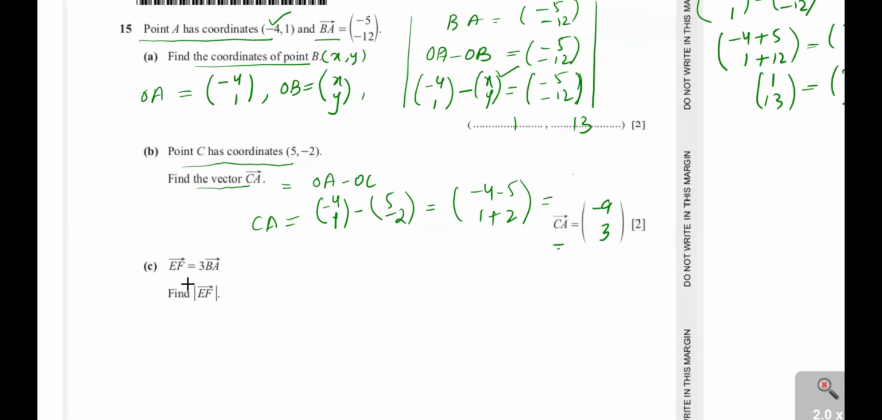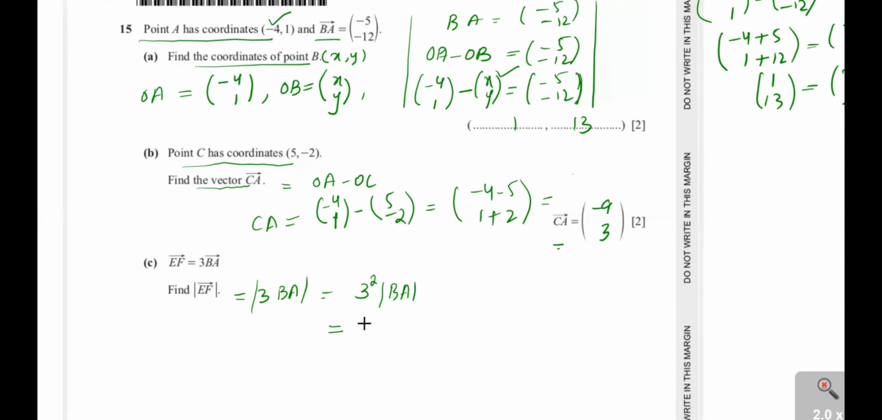Next, part C, EF equals 3 times BA. We can write this as 3 times BA, which will be equal to 3 squared into BA. Now we can write this as 9 into the square of the magnitude of BA.